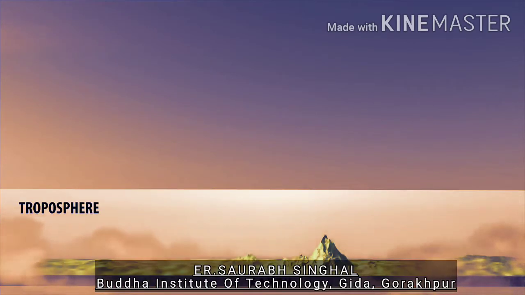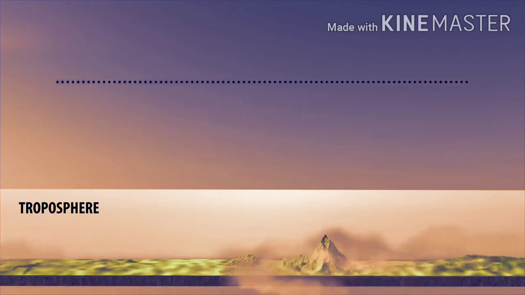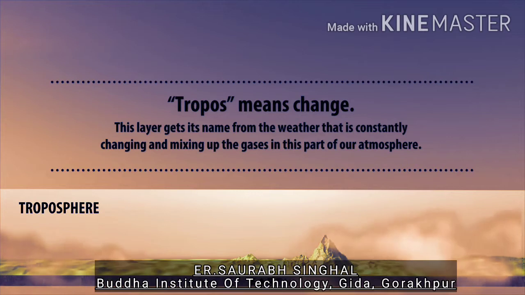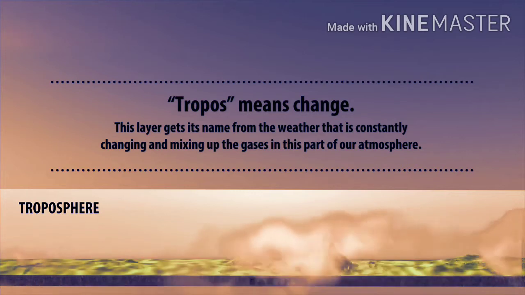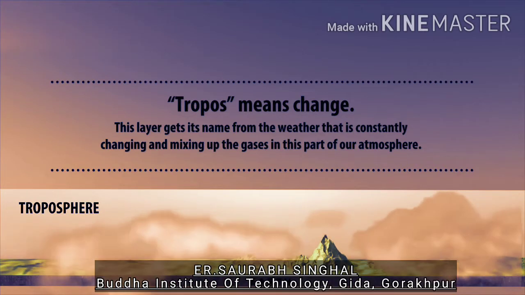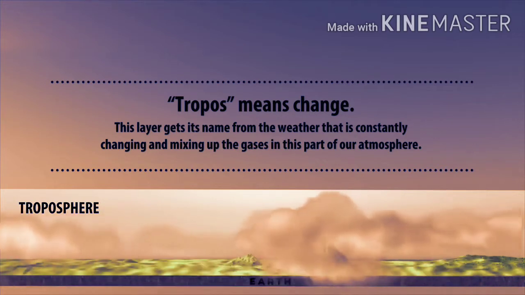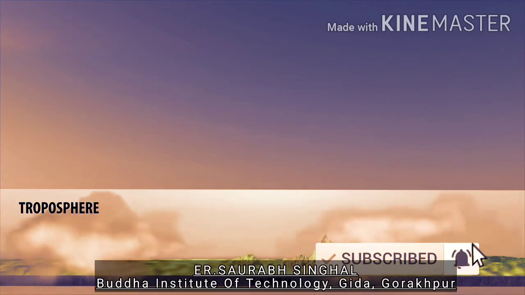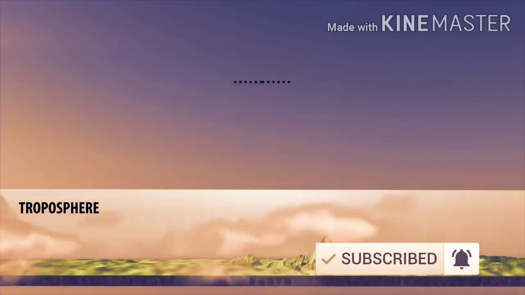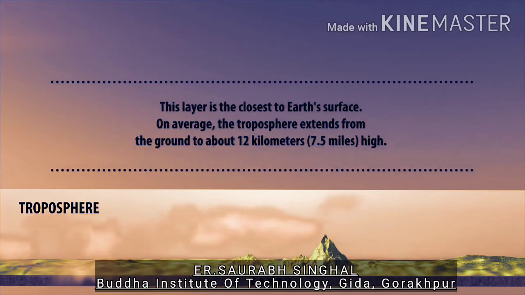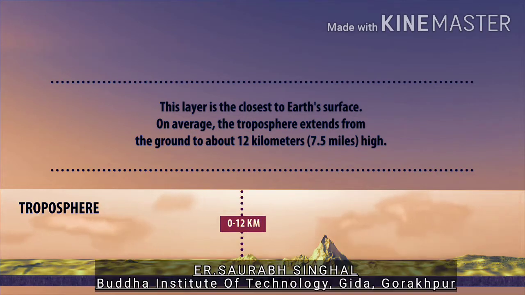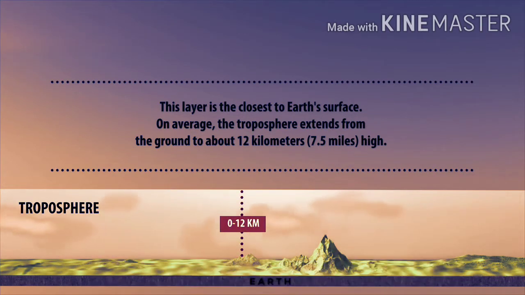The troposphere. Tropos means change. This layer gets its name from the weather that is constantly changing and mixing up the gases in this part of our atmosphere. This layer is the closest to Earth's surface. On average, the troposphere extends from the ground to about 12 kilometers or 7.5 miles high.